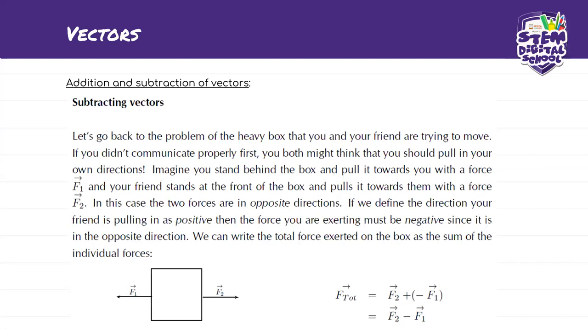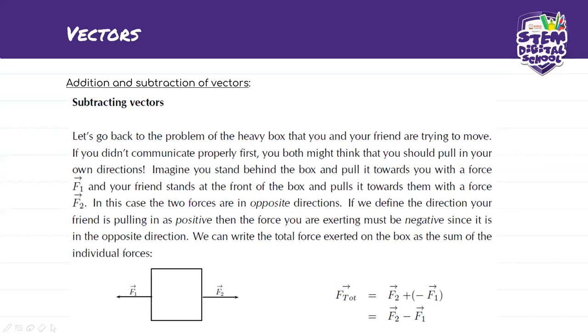So we can write the total force exerted on the box as the sum of the individual forces. So which means that in this case, our total force is going to be F2 plus F1. But in this case, our F1 is going to be a negative. Okay, means that our F total is going to be F2 minus F1.